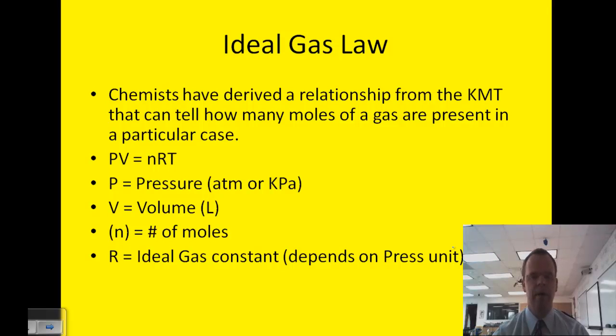This is a number. This number will be based upon the units that you use for pressure. There will be two ideal gas constants. These will both be given on quizzes and tests and on the ACS exam at the end of the year. But which one you use is based on the units of pressure that you are using in the ideal gas law. And T is temperature in Kelvin. Now this ideal gas constant can be one of two things.